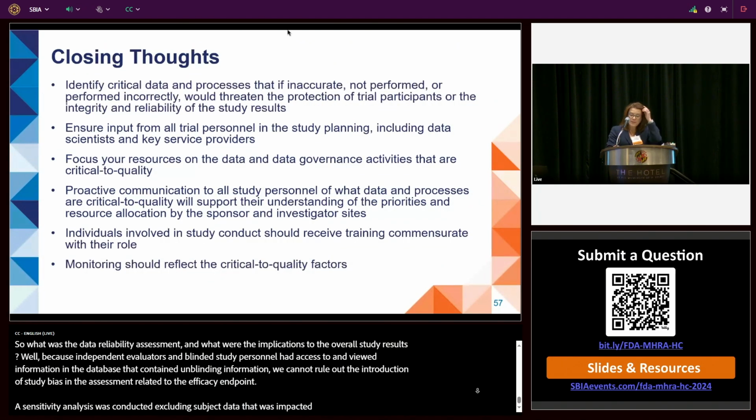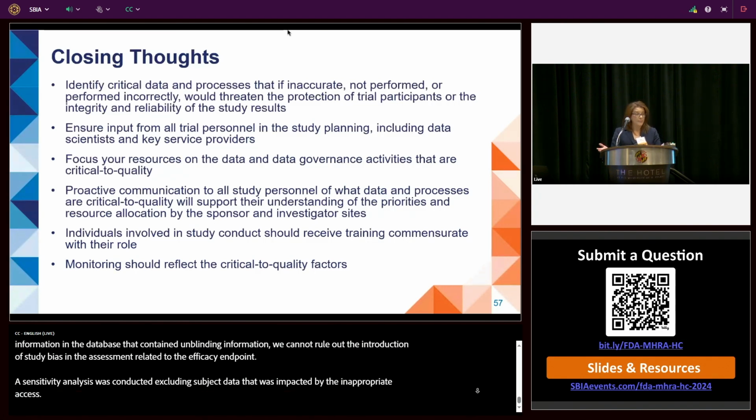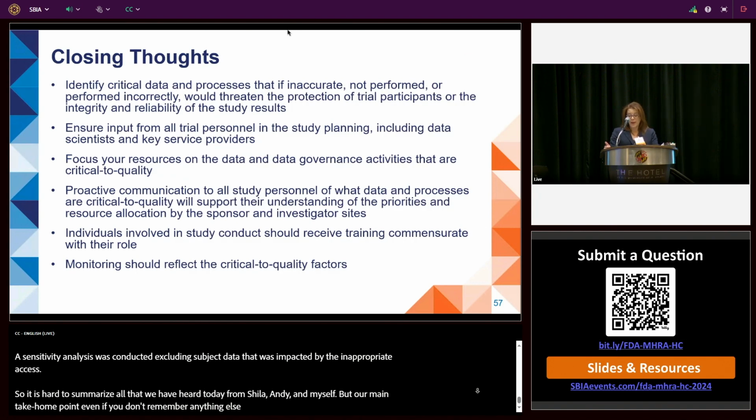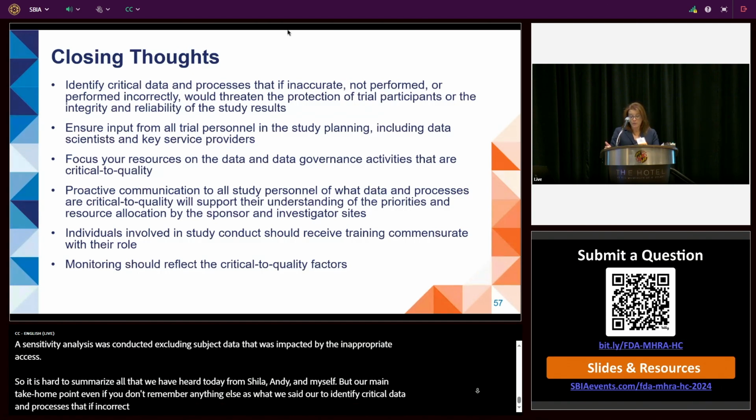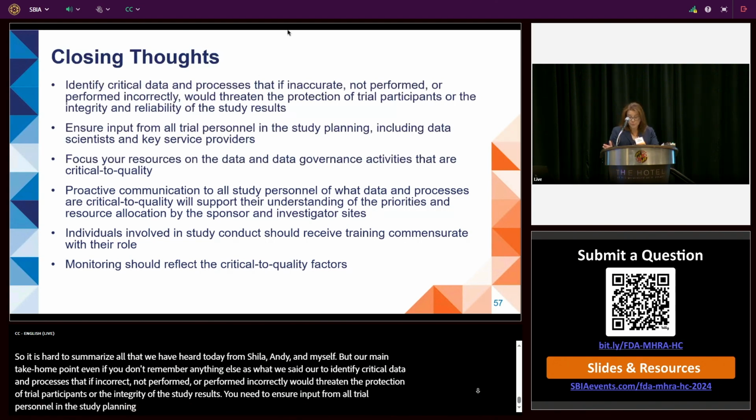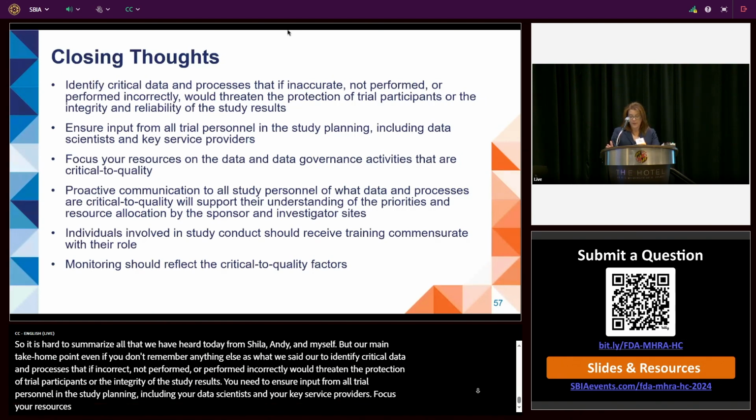So it's hard to summarize all that we've heard today from Sheila, Andy, and myself. But our main take-home points, even if you don't remember anything else of what we said, are to identify critical data and processes that, if incorrect, not performed, or performed incorrectly, would threaten the protection of trial participants or the integrity of the study results. You need to ensure input from all trial personnel in study planning, including your data scientists and your key service providers. Focus your resources on the data and data governance activities that are critical to quality.